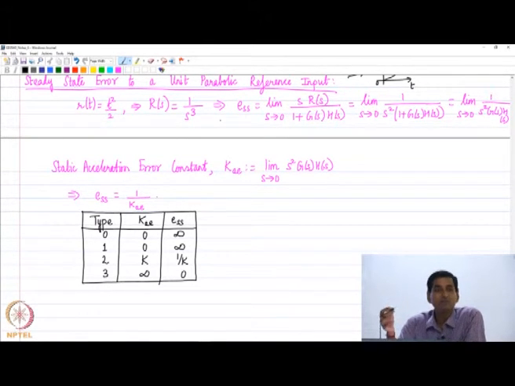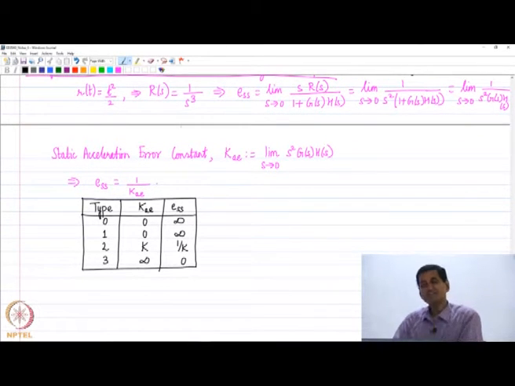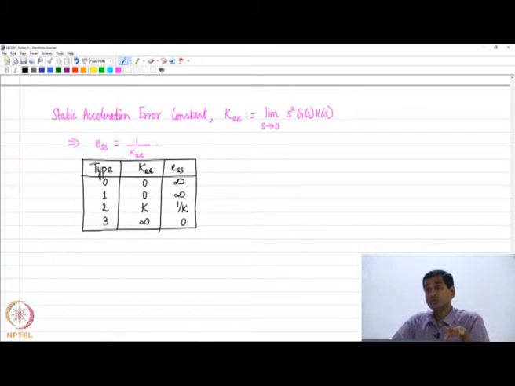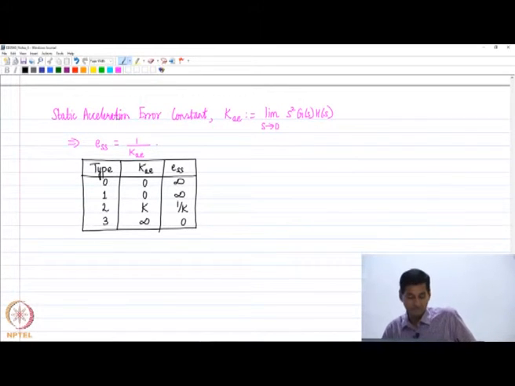If you have a unit parabolic input, the time domain function r of t is t squared by 2. Since we are dealing with linear systems, you can still consider t squared, and you will just have a factor of 2. So it doesn't matter. Okay, so that's the steady state error to a unit parabolic input.